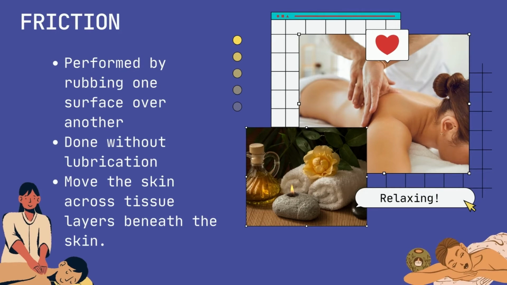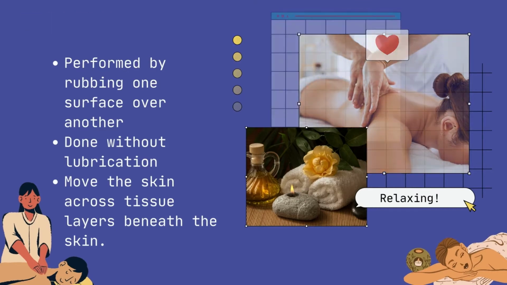Friction massage is performed by rubbing one surface over another. It is also done without lubrication, to move the skin across tissue layers beneath the skin.